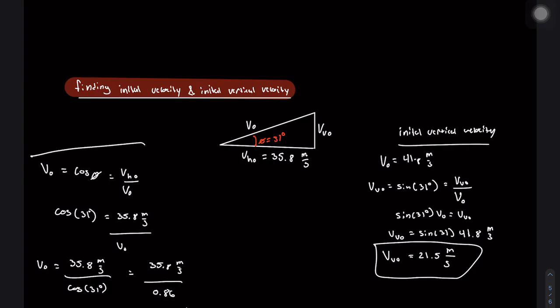A brief correction to the last video. V naught is not equal to cosine theta. That's just how you solve for V naught. It's the same on the other side, where V naught is not equal to sine of 31. That's just how you solve for V naught.